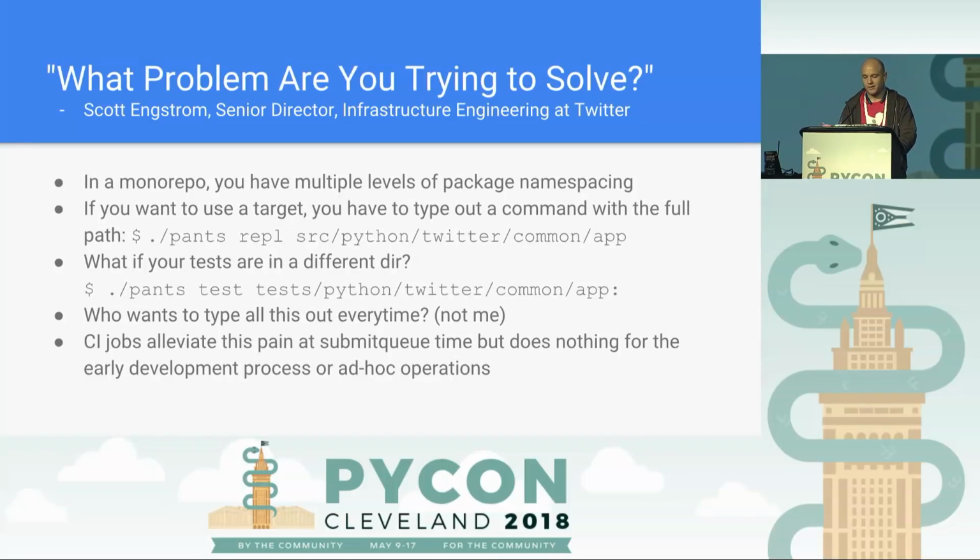So what problem are we trying to solve with Chaps? In a monorepo, you have multiple levels of package namespacing. If you want to use a target, you have to type out the full path to the target. What if you test in a different directory? It's a different path. I don't want to type this out every time, which is why I wrote this. We have CI jobs internally that run at submit queue time that help with this problem, but do nothing to help with the early development process or ad hoc operations.